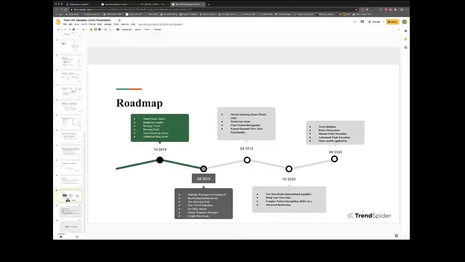And then finally, early next year, middle of next year, we're going to be rolling out the ability to actually trade from inside of the platform and to actually automate your trade signals. So you can semi-automatically place orders through the platform. So a lot of cool stuff coming.